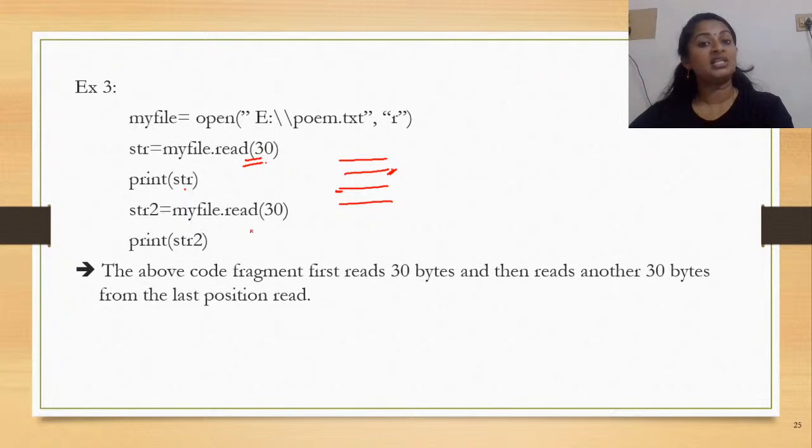Now, when you initiate the second read, what happens? The reading happens from this point, because you have not closed the file and, in the same open file, you are initiating read 30. That means the next 30 bytes, not just any other 30 bytes, but the next 30 bytes from the last position read. The count of 30 bytes is taken from this position until the 30 characters are reached, and then it would be printed onto the screen.